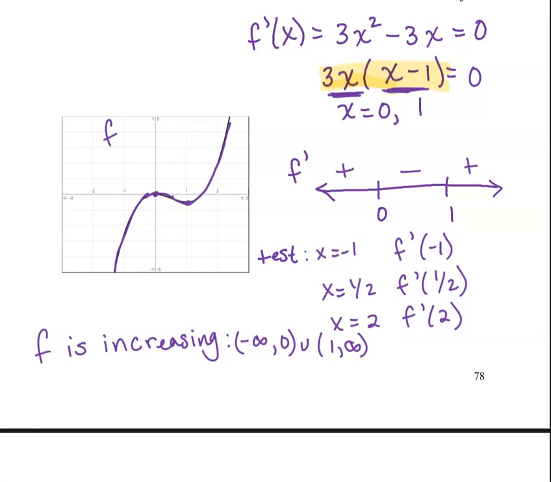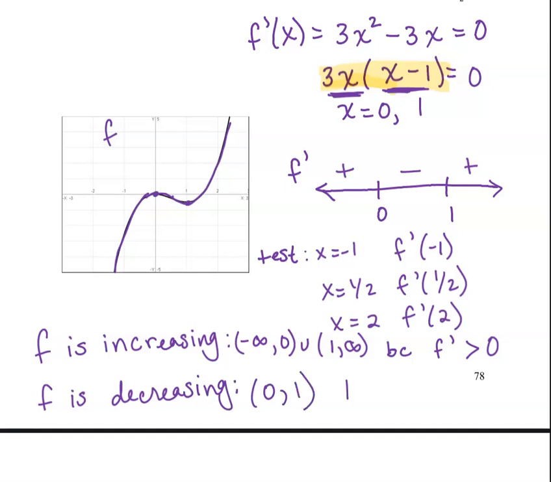And I need a reason for this, so you can say because f prime is positive. I want you to give me a reason for that in that interval. And then you can say f is decreasing in between, in the interval from 0 to 1, and you're going to say because f prime is negative.